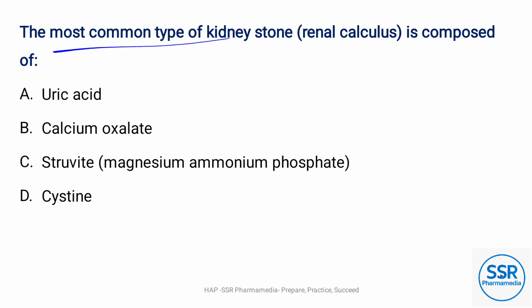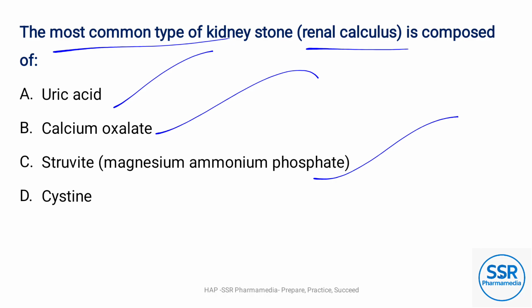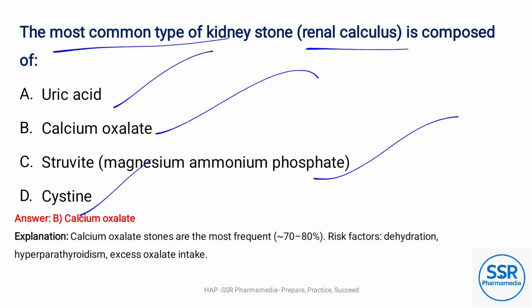Next, the most common type of kidney stone, renal calculus, is composed of option A, uric acid; option B, calcium oxalate; option C, magnesium ammonium phosphate; option D, cystine. So the answer is option B, calcium oxalate. Calcium oxalate stones are the most frequent, and their risk factors are dehydration, hyperparathyroidism, and excess oxalate intake.